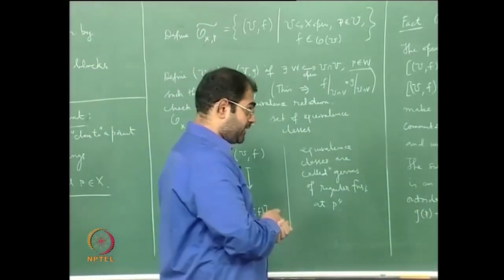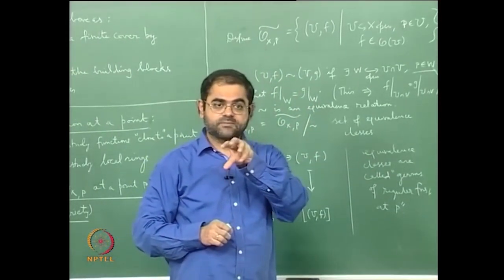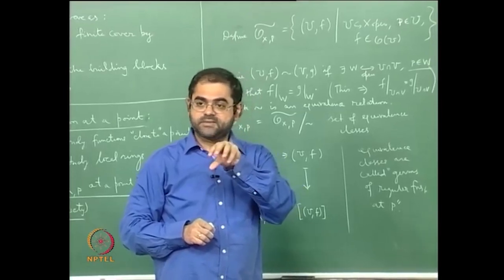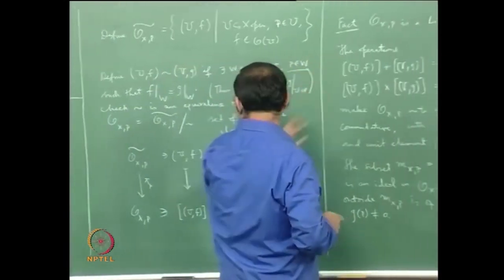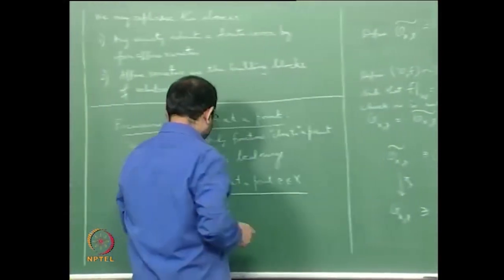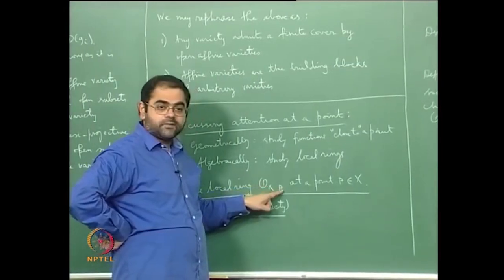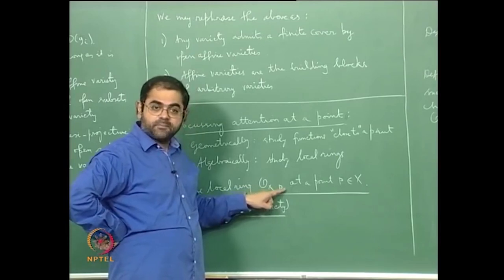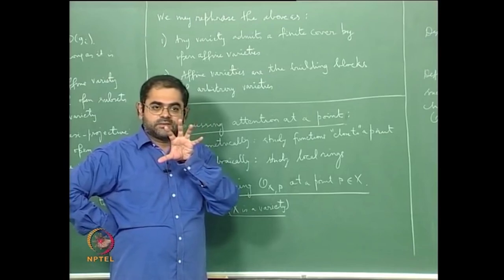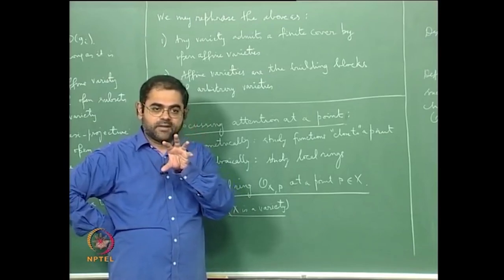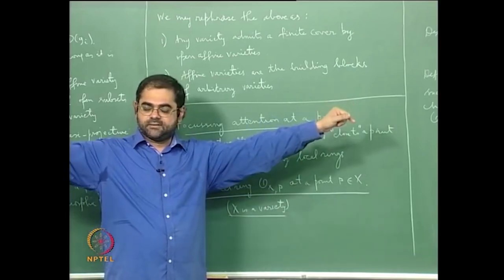The other fact is that the local ring will not change if, instead of X, you take an open subset which contains the point P inside X. So instead of computing the local ring of X at P, if I compute the local ring of U at P, where U is an open subset of X which contains the point P, I will still get the same local ring, which means that the local ring depends only on a neighborhood of P. It doesn't depend on the ambient variety.